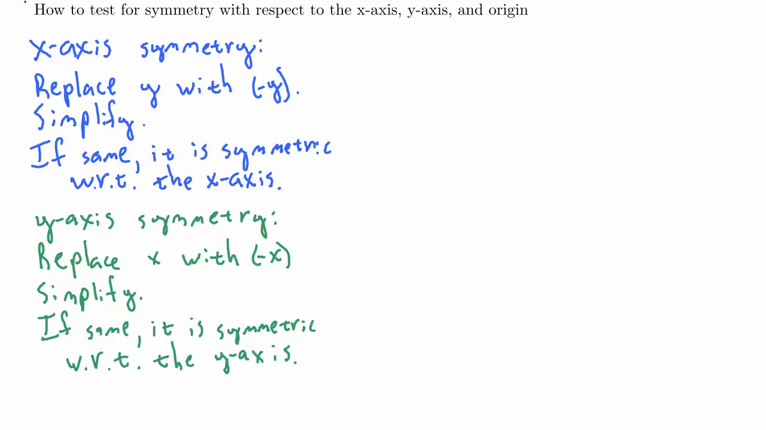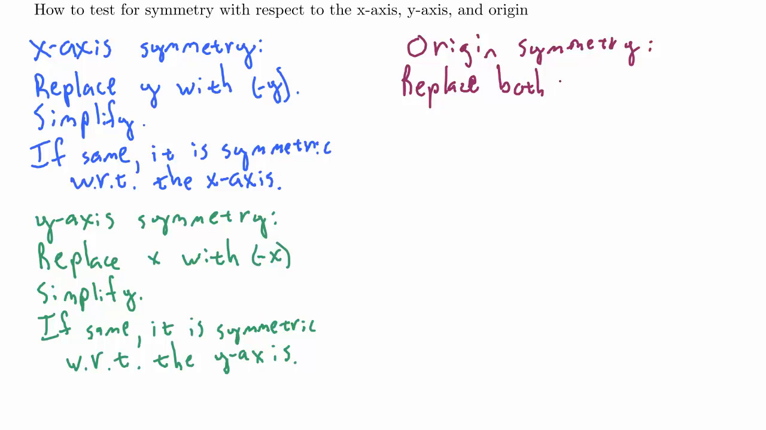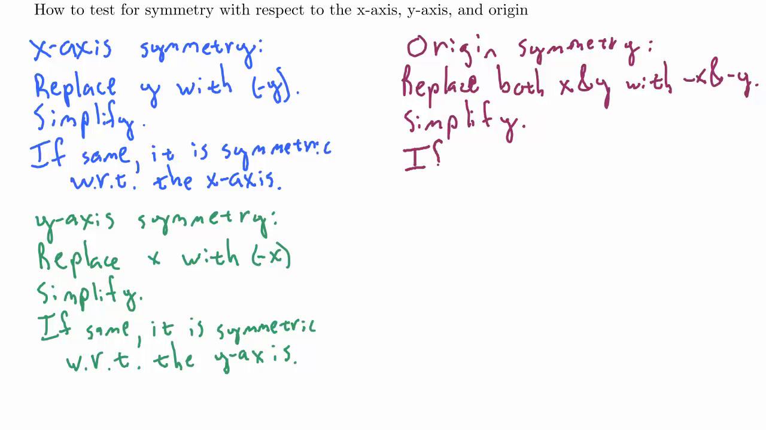Okay, next I'm going to do origin symmetry. Now for origin symmetry, what you need to do is replace both x and y with negative x and negative y. Then, of course, you're going to simplify. And if it's the same, it is symmetric with respect to the origin.